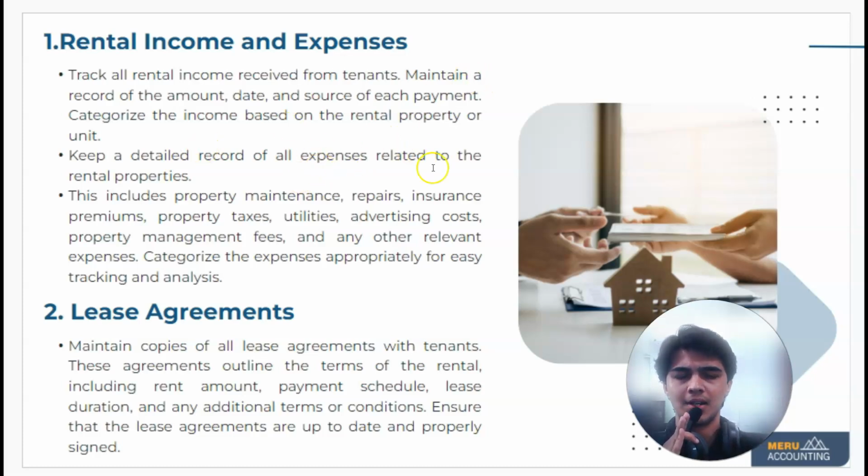You need to record and categorize all these sources of your revenue as per their categories to make sure that you don't have any uncategorized transactions. Next is expenses. In expenses, you will need to record all the outflows and all the expenses in your rental business.